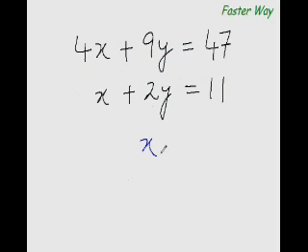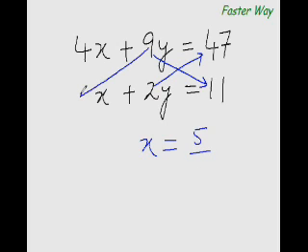So x equal to 9 times 11 is 99, and 2 times 47 is 94, and 99 minus 94 is 5. This is the numerator. To find the denominator, 9 times 1 is 9, and 4 times 2 is 8, and 9 minus 8 is 1. So x equal to 5.